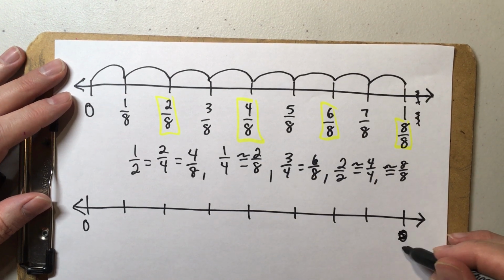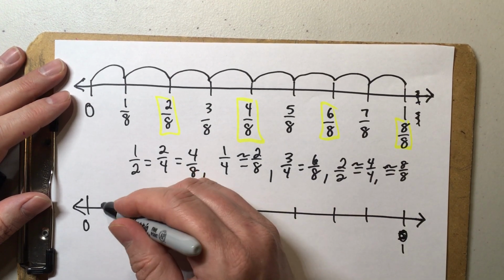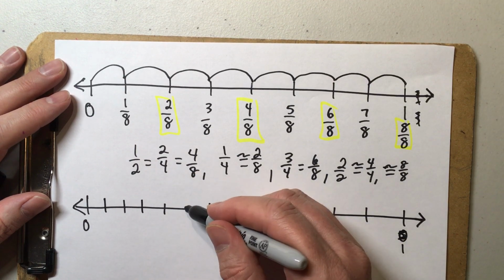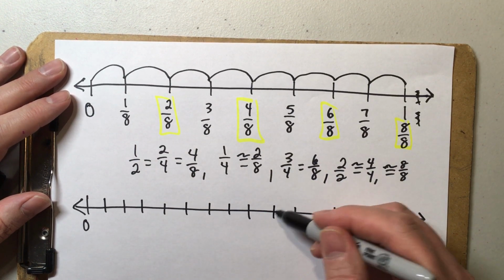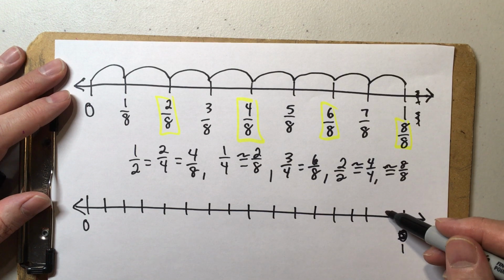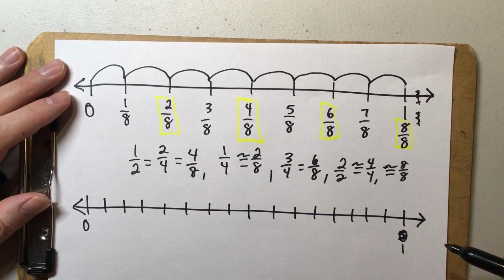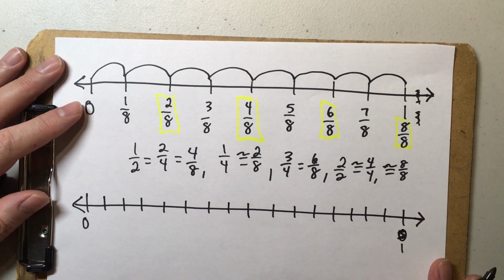Now we're going to cut these in halves, aren't we? So one half of an eighth is a 16th. So there's going to be 16 total jumps from 0 to 1.